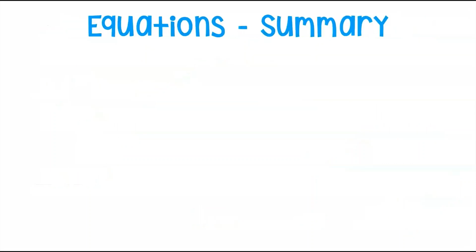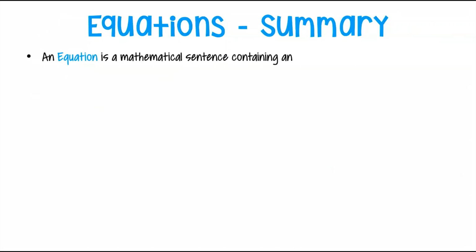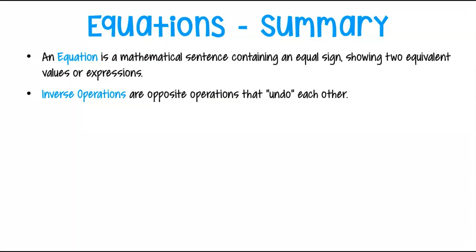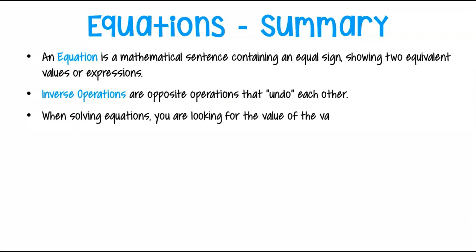All right, here's a quick summary of some of the things we've learned today. An equation is a mathematical sentence, a complete thought, containing an equal sign, showing 2 equivalent values or expressions. Inverse operations are opposite operations that undo each other. For example, adding and subtracting, or multiplying and dividing. When solving an equation, you're looking for the value of the variable that makes the equation true. That's what the solution is. And in most cases, especially right now, there's one and only one answer that will make an equation true.